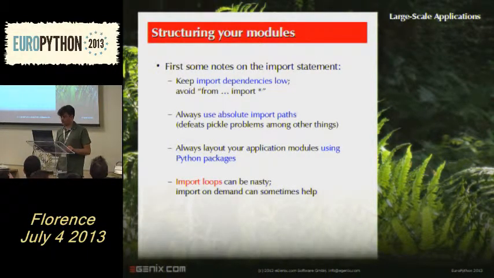You should avoid, of course, the import star. That can sometimes really create a mess in your modules, especially if you have an import loop. Always use absolute import paths. That's something that I can only recommend. Even though Python 3 now has the relative imports, don't use them. It doesn't look right. Usually you don't need them, and well, it's just from experience.